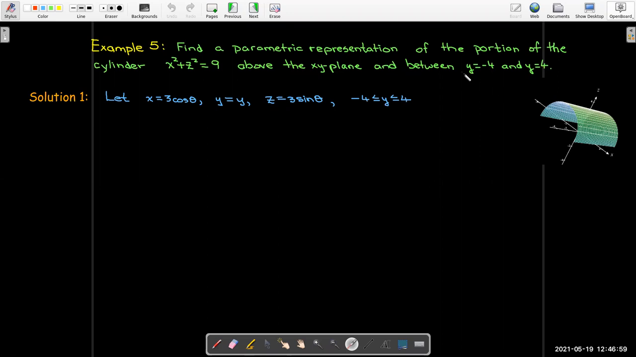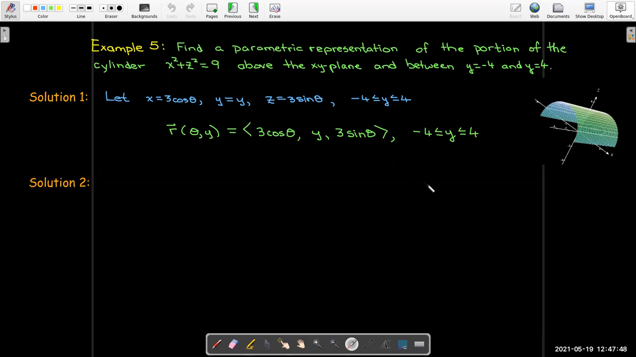And y, whenever you have this restriction, you should get into the habit of writing it down whenever you write down a representation of the surface. So I'm always going to write down, oh, for this surface, that y goes between negative 4 and 4. So the two parameters that I'm using in this representation are theta and y. So I would have r of theta comma y being 3 cosine theta, y, and 3 sine theta, and the parameterization is incomplete if I don't include this restriction on the y parameter.